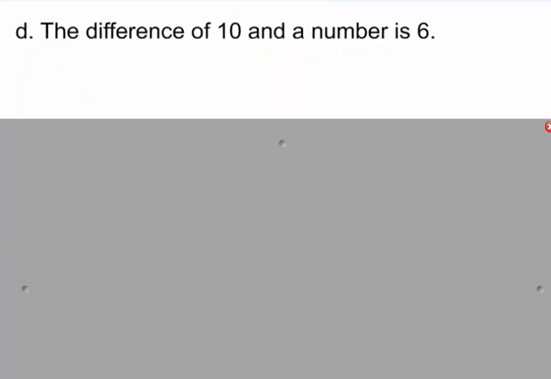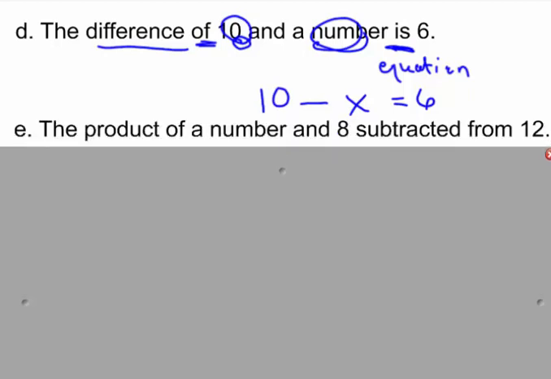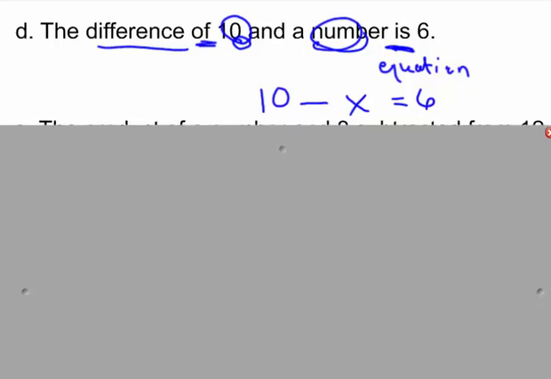Just a couple more here. The difference of 10 and a number is 6. Is, or is equal to, means it's an equation, equals 6 on the right-hand side. The difference means subtraction. What things am I subtracting? 10 and a number. So it's subtracting 10 minus a number, x.